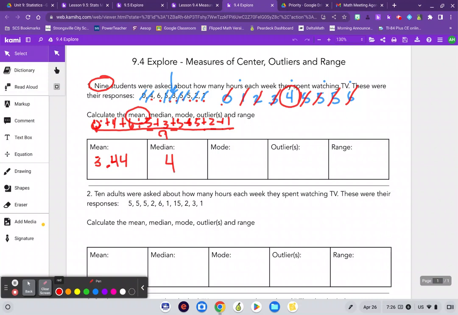Mode is the number that occurs the most often. Now that I'm in order from least to greatest, it's easy to see that 5 occurred the most often. It occurred 3 times.